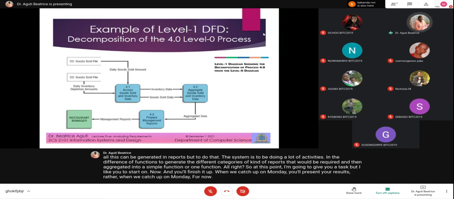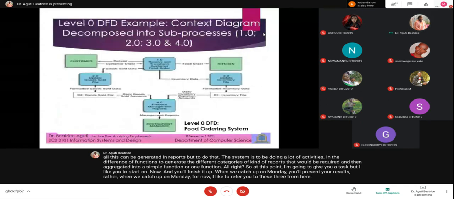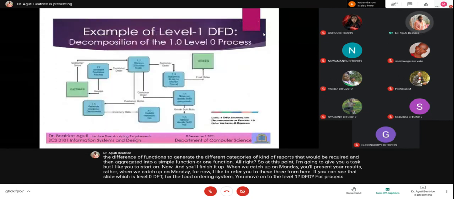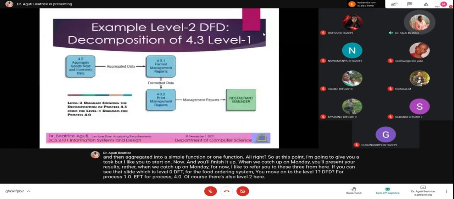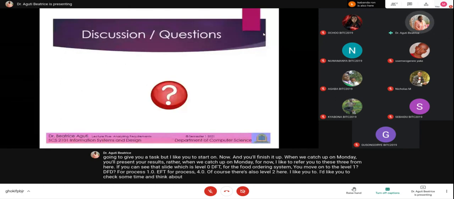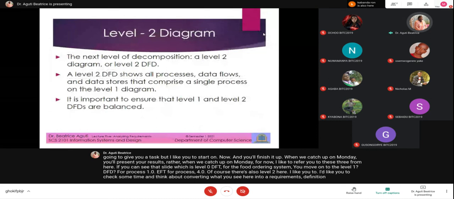For now, I'd like to refer you to these three from here. If you can see that slide, which is the level 0 DFD for the food ordering system. You move on to the level 1 DFD for process 1.0, the DFD for process 4.0. And of course, there's also level 2 here. I'd like you to take some time and think about converting what you see here into a requirements definition statement.